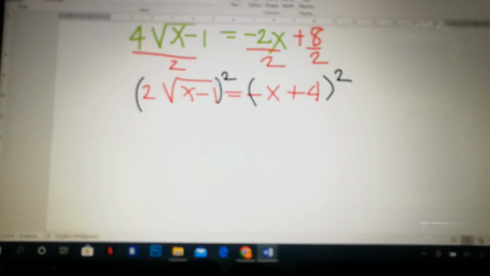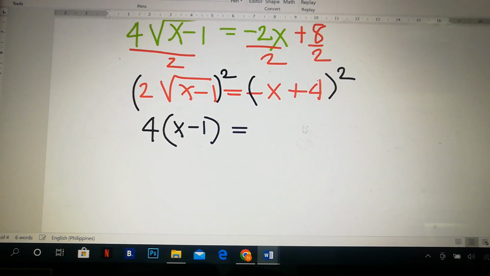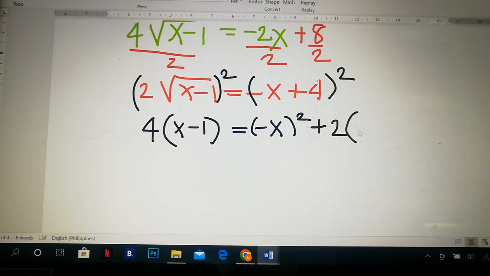Okay, 2 squared is equal to 4 times squaring this square root of x minus 1, the answer is x minus 1. Is equal to negative x squared, the first term, plus twice the product of the first term times the second term, which is equal to 4, plus the square of the second term, 4 squared.